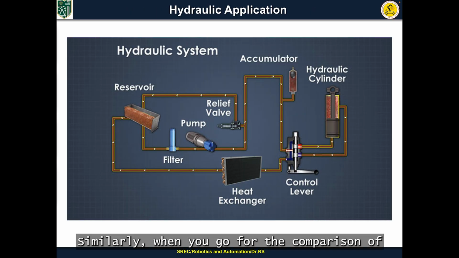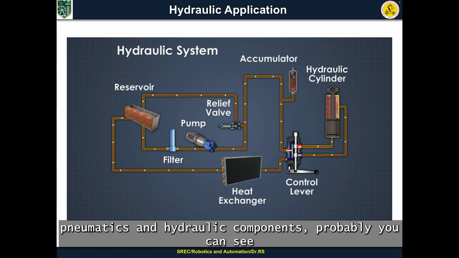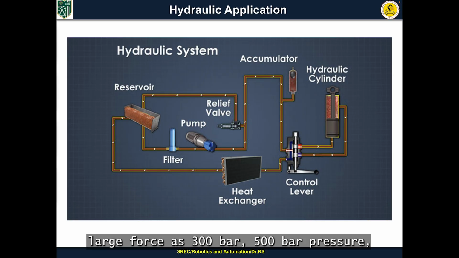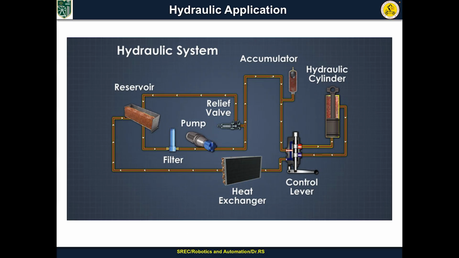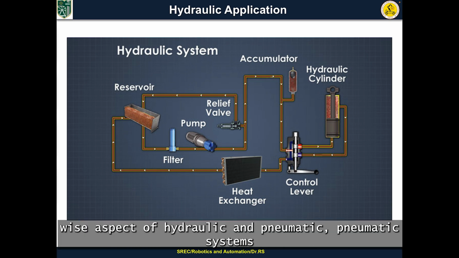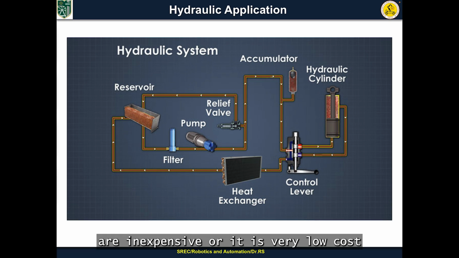Similarly, when you go for the comparison of pneumatic and hydraulic components, you can see that hydraulic components produce extremely large force, with 300 bar, 500 bar pressure. So we need to provide safety to all the systems, and it requires heavy duty components. Obviously, you get silent and smooth movement in hydraulics. Whereas in pneumatics, it is absolutely low power with 10 bar pressure. Then it is clean, with quick and fast response. Overload safety will always be there. Then comparing the cost aspect, pneumatic systems are inexpensive, very low cost compared to hydraulics.